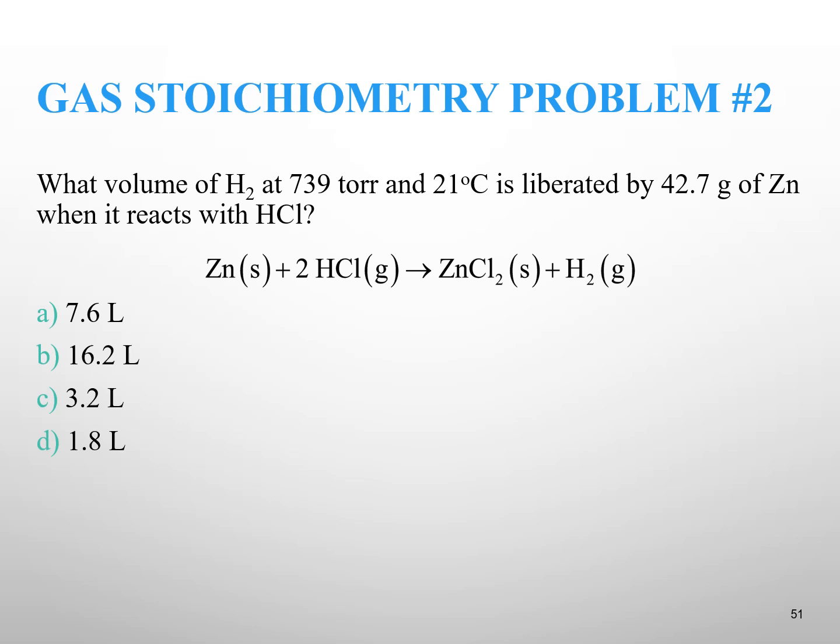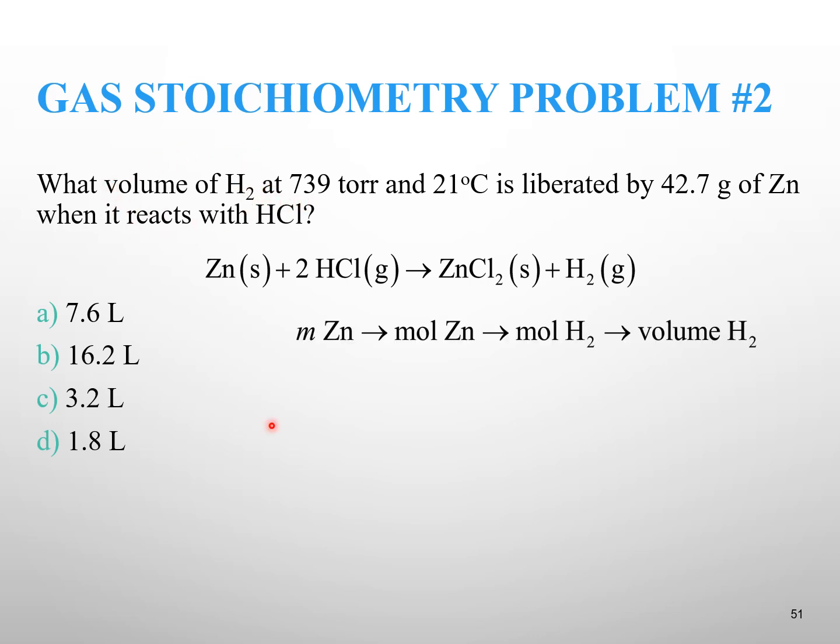We have one last question here. What volume of hydrogen gas at 739 torr and 21 degrees Celsius is liberated by 42.7 grams of zinc when it reacts with HCl? We'll assume we have excess HCl here, so all 42.7 grams of zinc will react. We take grams of zinc, use the molar mass of zinc to get moles of zinc, and use the mole to mole ratio to hydrogen gas. So it's 1 to 1. Once you get moles of hydrogen gas, you can use it in PV equals nRT to get the volume of H2.